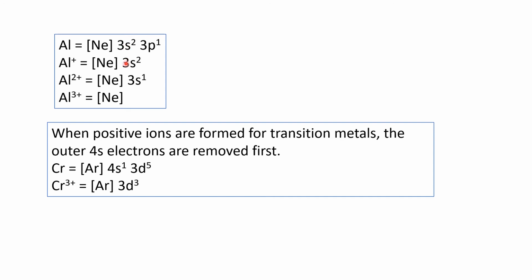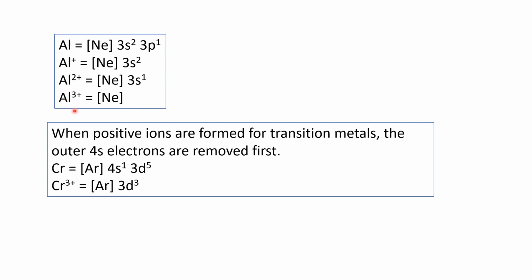Now let's talk more about ions. If I'm talking about aluminium, it is neon 3s2, 3p1. If I take out one electron from this aluminium, it would go out from the 3p orbital, and we will be left with neon 3s2. Now again aluminium 2 positive is formed. It means that again one electron has been removed. So we are left with neon 3s1.